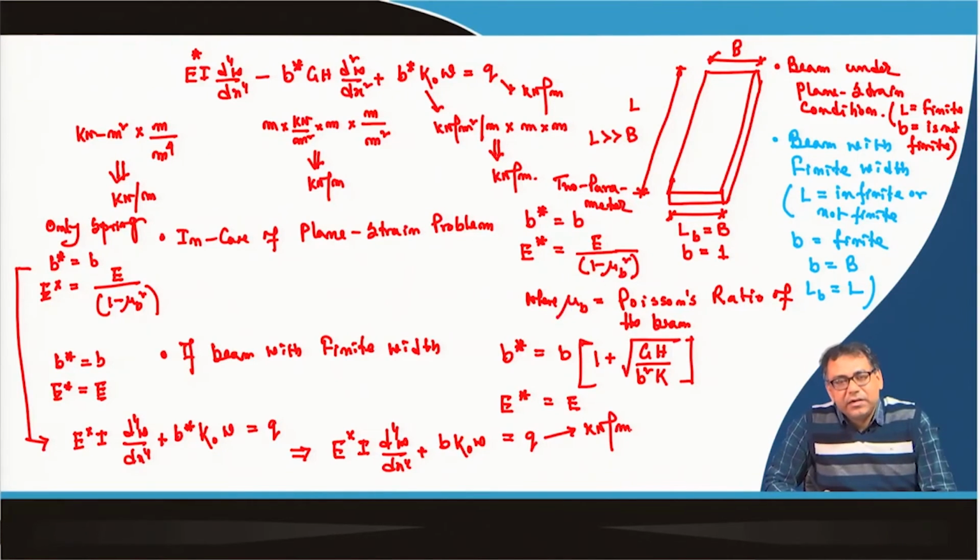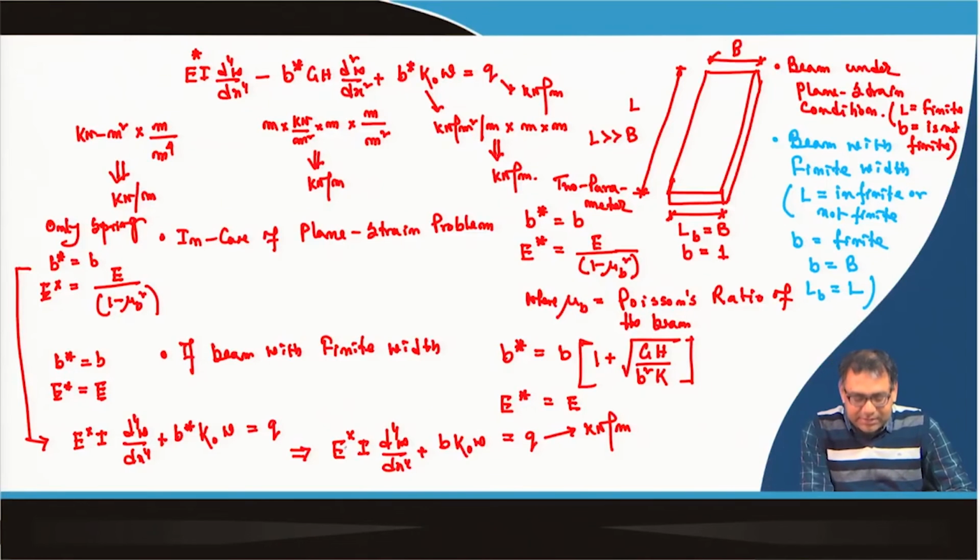Okay. So, that is why it is always B, but in the previous expression I have not used E star, I used only E, because in all the problems that I have solved, I have discussed the beam resting on spring for a beam with finite width, that means an infinite beam. So, width is finite, length is infinite. That is why I have written always E star is equal to E. Okay. But remember that if you are analyzing the beam under plane strain condition, that means your length is finite, but width is not finite.